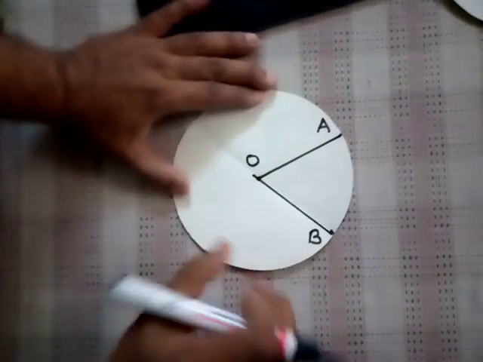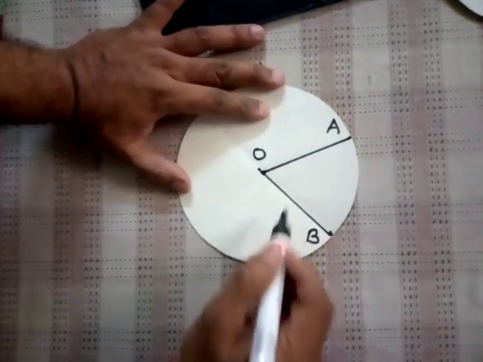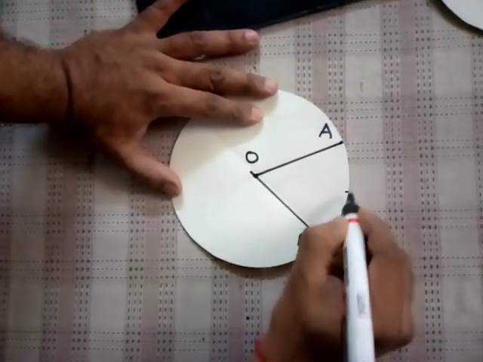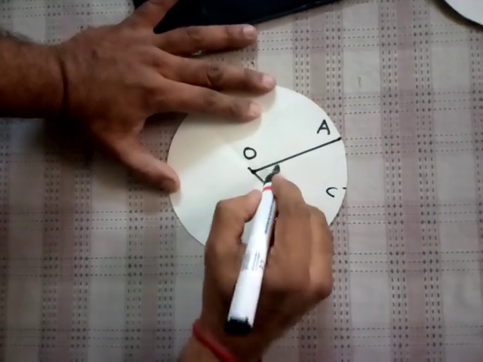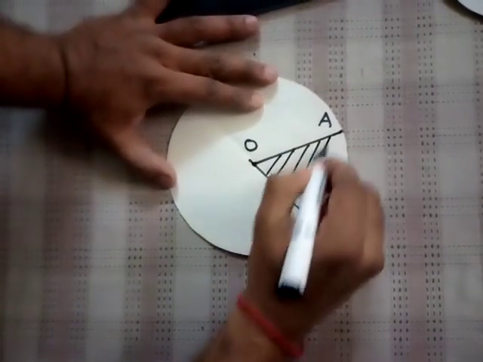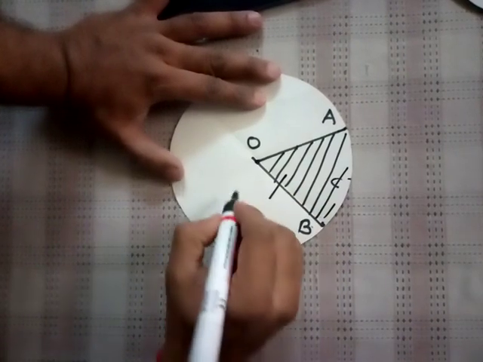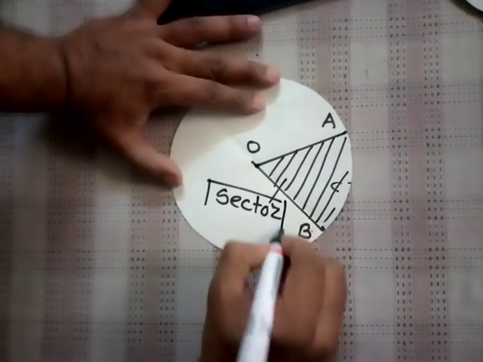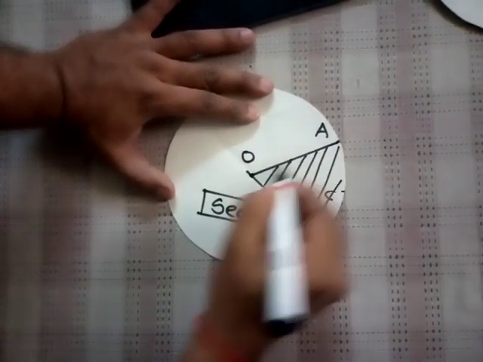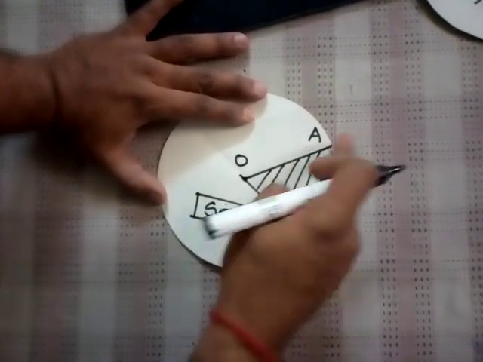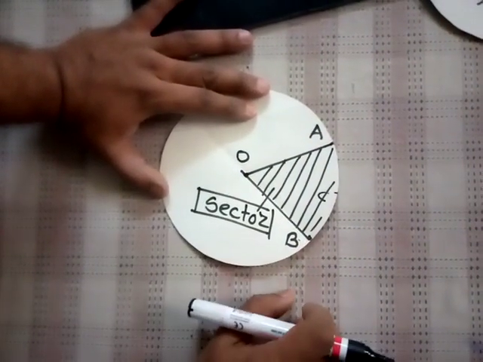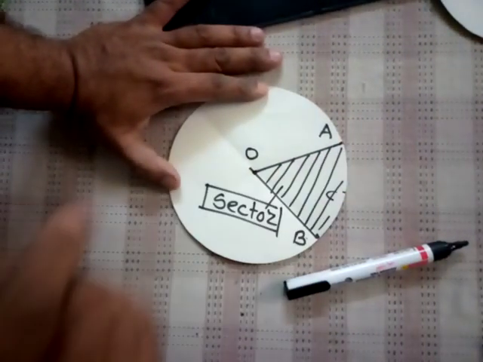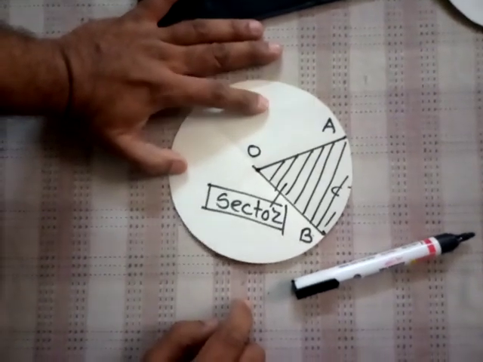then the part of a circle which is bounded by the two line segments OA and OB and the arc AB, or I will say arc ACB, is known as a sector of a circle. A sector of a circle is like a piece of a pizza. If you take a piece of a pizza or a piece of a roti, it's like a sector of a circle. By this we are going to divide the circle into sectors.